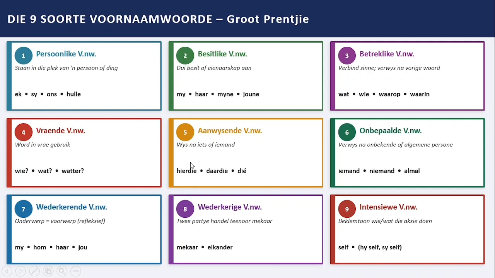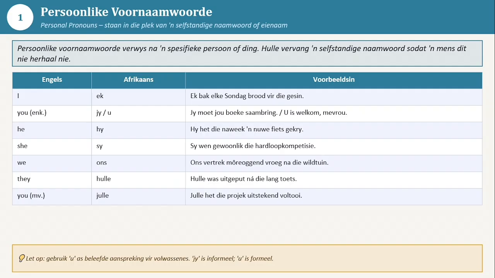You have persoonlike voornaamwoord, you have besitlike voornaamwoord, betreklike voornaamwoord, vraende voornaamwoord, aanwysende voornaamwoord, onbepaalde voornaamwoord, wederkerende voornaamwoord, wederkerig. These 2 are basically the same, you'll see, and then intensieve voornaamwoord. So the easiest one that they can ask are these first 4, and then as you enter grade 10, you now need to study the other 5. Okay, so let's quickly run through them so that it's not a long lesson, but it's effective enough for you to know what they are at the end of this lesson.